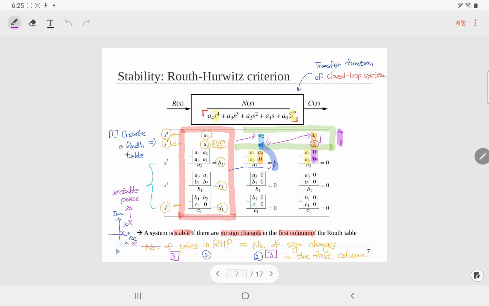일단 여러분들이 이해할 건 라이트 하프 플레인이니까 언스테이블한 폴이에요. 시스템에 있어서 언스테이블한 폴의 개수는 퍼스트 컬럼의 사인 체인지의 횟수, 그러니까 부호 변화가 몇 번 일어났냐 그 횟수와 같다는 거예요. 위에랑 똑같은 얘기죠. 사인 체인지가 한 번도 없으면 그 숫자는 0이 되죠. 그러면 언스테이블한 폴의 개수는 0이라는 거예요. 사인 체인지가 한 번 있었다. 그러면 언스테이블한 폴 하나 있다. 사인 체인지가 3번 있었다. 그러면 언스테이블한 폴은 3개 있더라 라는 얘기를 하는 거죠. 정확하게 어디 있는지 모르겠지만 사인 체인지가 3번 있었으니까 언스테이블한 폴은 분명히 3개 있을 겁니다라는 결론을 얻어낼 수 있다는 거죠.